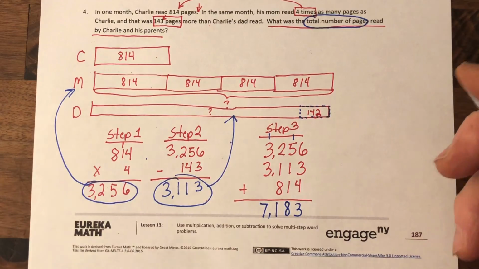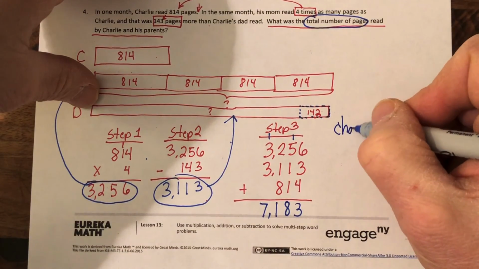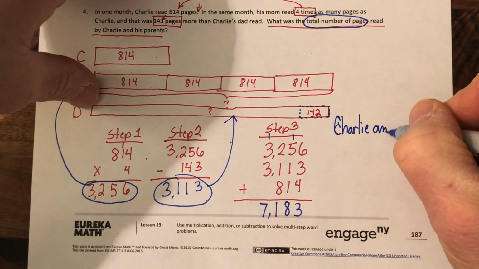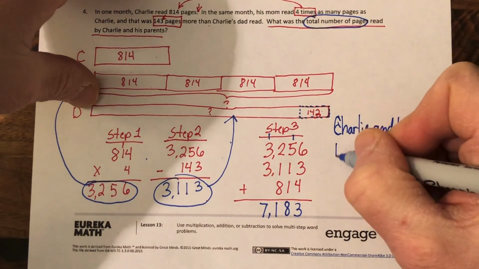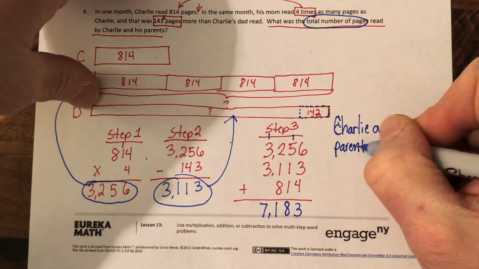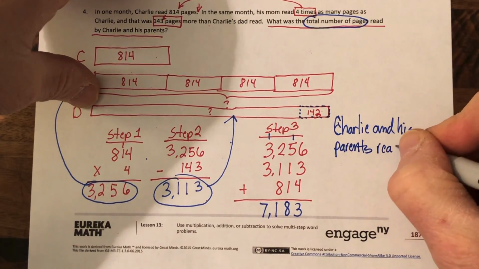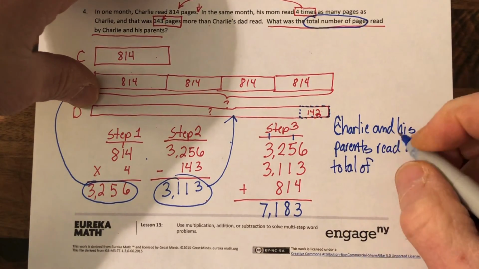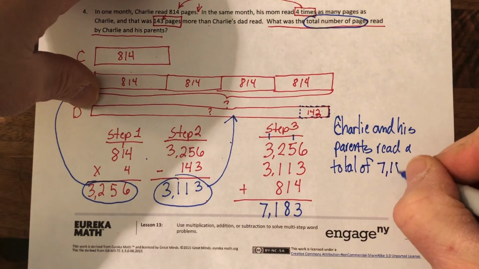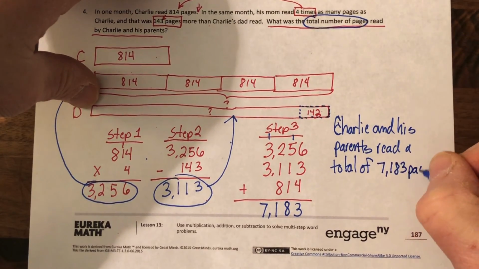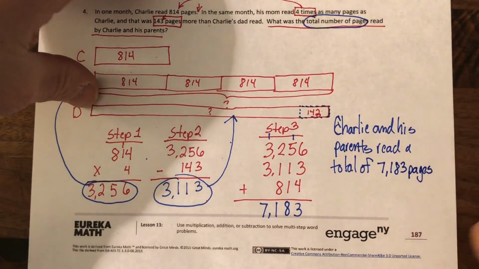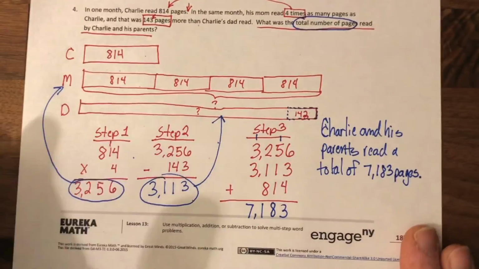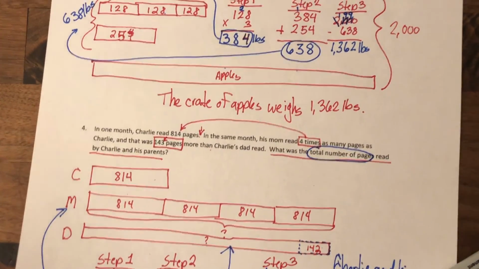So now I'm going to write it out. Charlie, capital C, Charlie and his parents read a total of 7,183 pages. And watch this at the end, okay? This crazy thing I'm going to do, period, right? Ends my sentence.